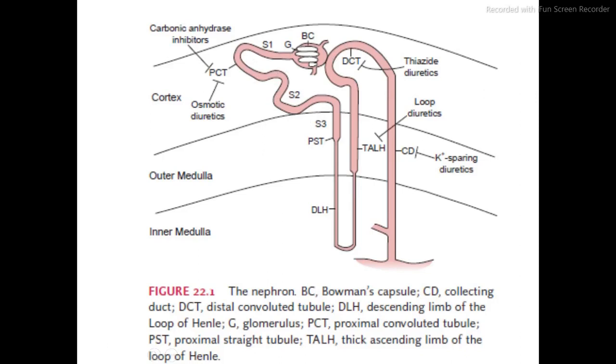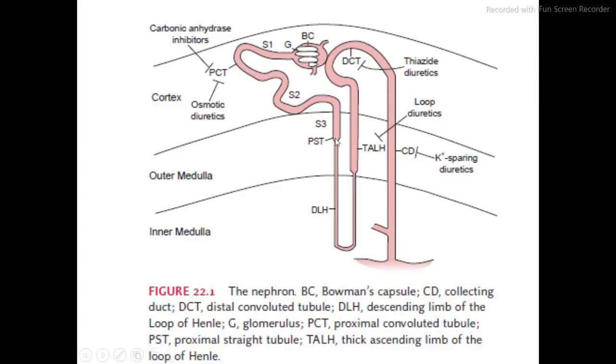The chloride ions are also reabsorbed with the sodium ions. So NaCl reabsorption also takes place at this site. The reabsorption of the electrolytes and water also occurs in this phase.